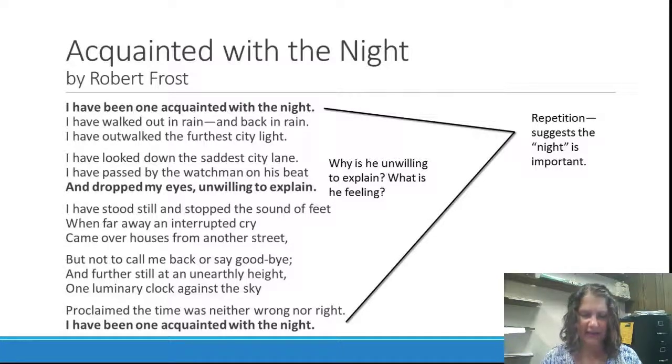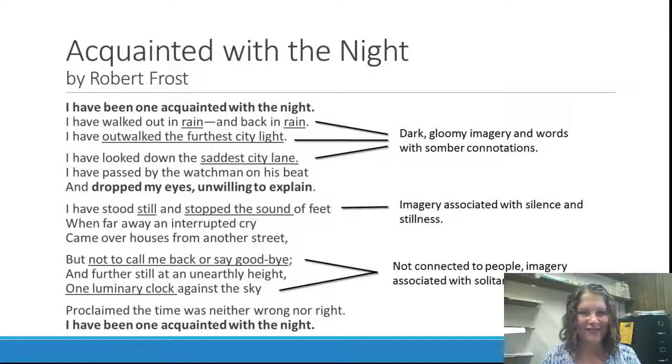So based on this, I'm going to spend a little bit more time looking at some of the specific words and images to try to get a better sense of what he means by the night, what it might mean to be acquainted with the night, and also what's going on in his head that he's not really willing to explain.